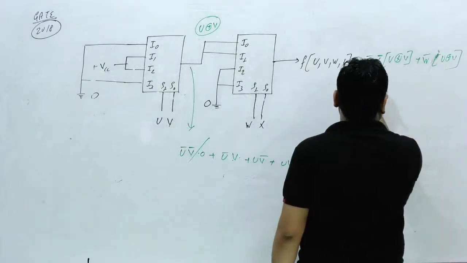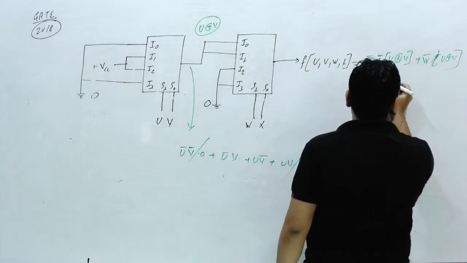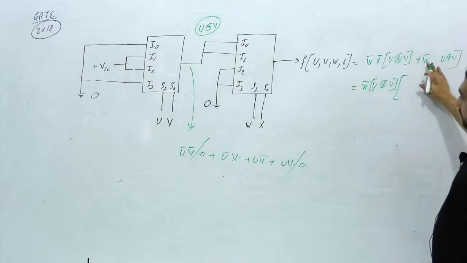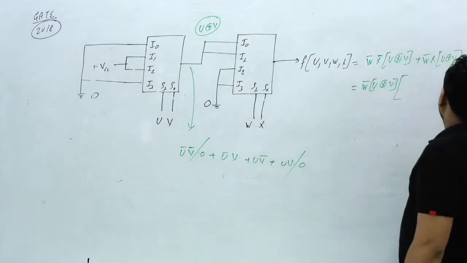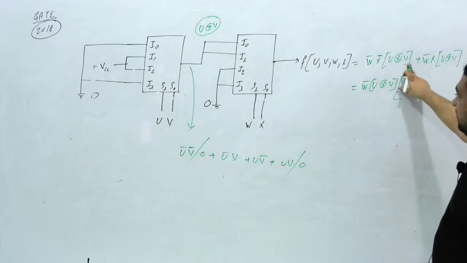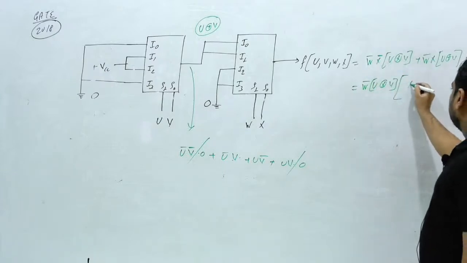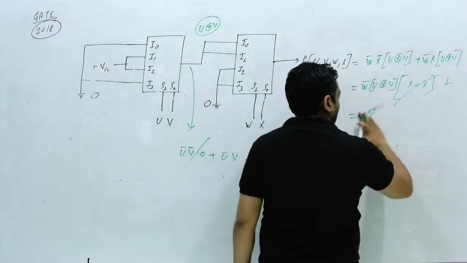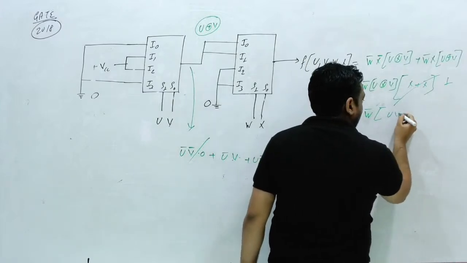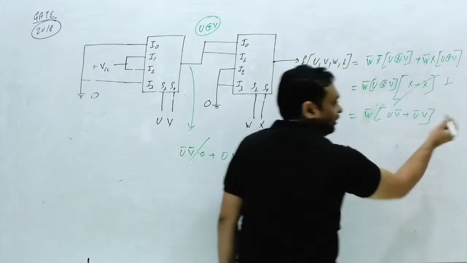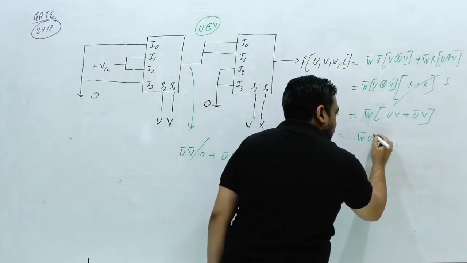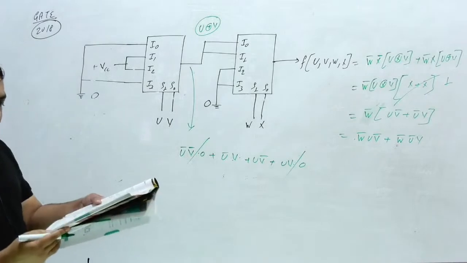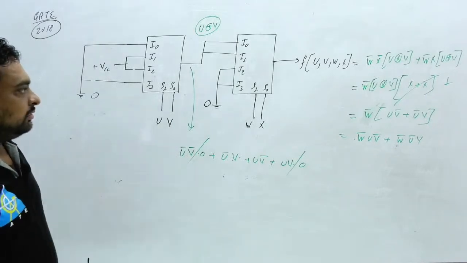W bar is the common term and U XOR V is also a common term. Can we consider this and this as the common term? W bar X was also present, no? This was X. Okay. W bar U XOR V you can consider common, times X plus X bar. And X plus X bar is nothing but 1. What will be the answer? W bar times U V bar plus U bar V. Now you can also open it as W bar U V bar plus W bar U bar V. You can write in this way. Clear? This will be the answer.